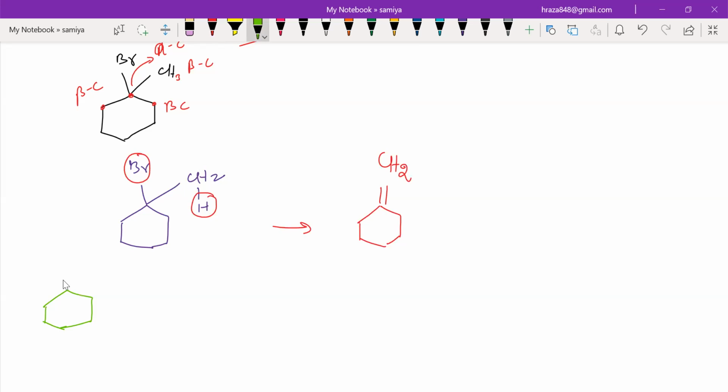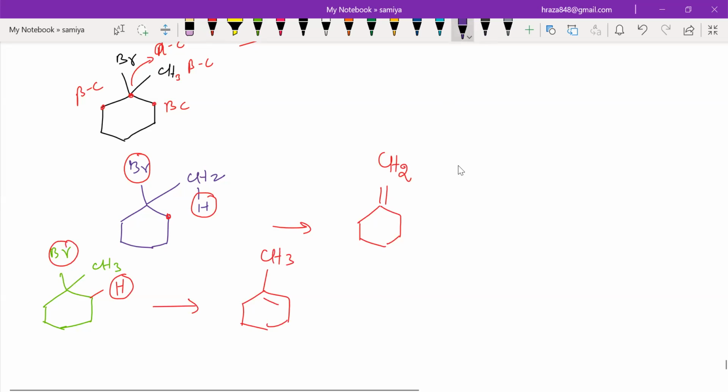You can see this is bromine, and since we just did this, you know that it will have hydrogen since it is also a beta carbon. So I am going to remove this hydrogen and this Br. So I will get a product that will be CH3 and like this. Yes or no? Okay, sir.